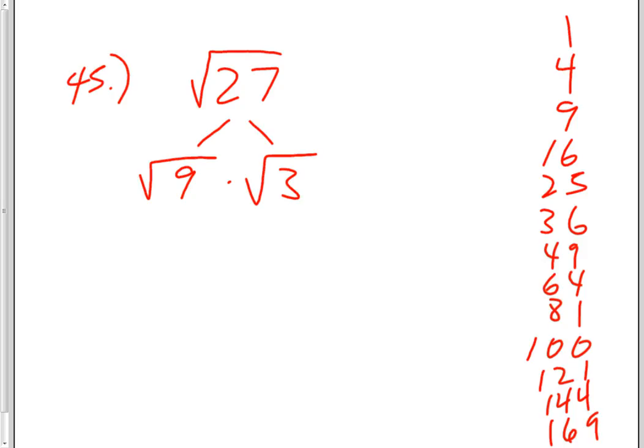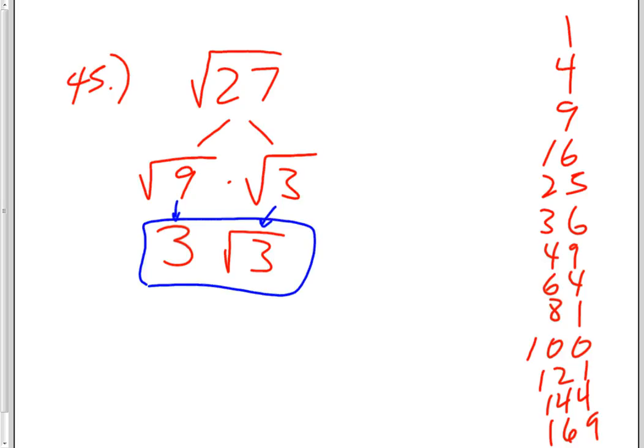Why did we do this? We did this because we know the square root of 9. What's the square root of 9? Once you find a square root, you get rid of that square root value. Is this in this list? No, so I just rewrite it. This one becomes a 3, this one stays the same. That is considered simplified.